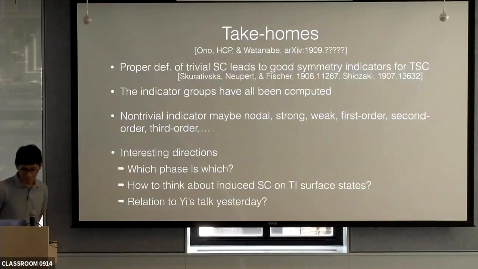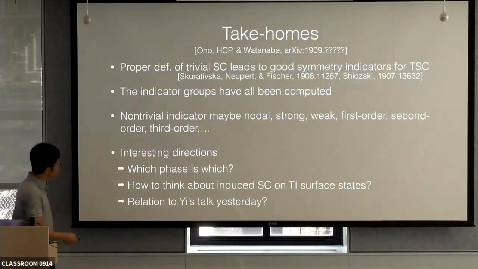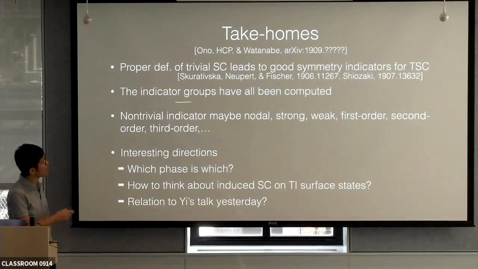And let me conclude by that. The quick summary is that there are these earlier, recent works that talk about how you should define trivial superconductors for the purpose of symmetry indicators. Then we can compare it explicitly and look at the answers, and they indicate things like nodal topological superconductivity, strong or weak, or first order, second order, whatever you like.